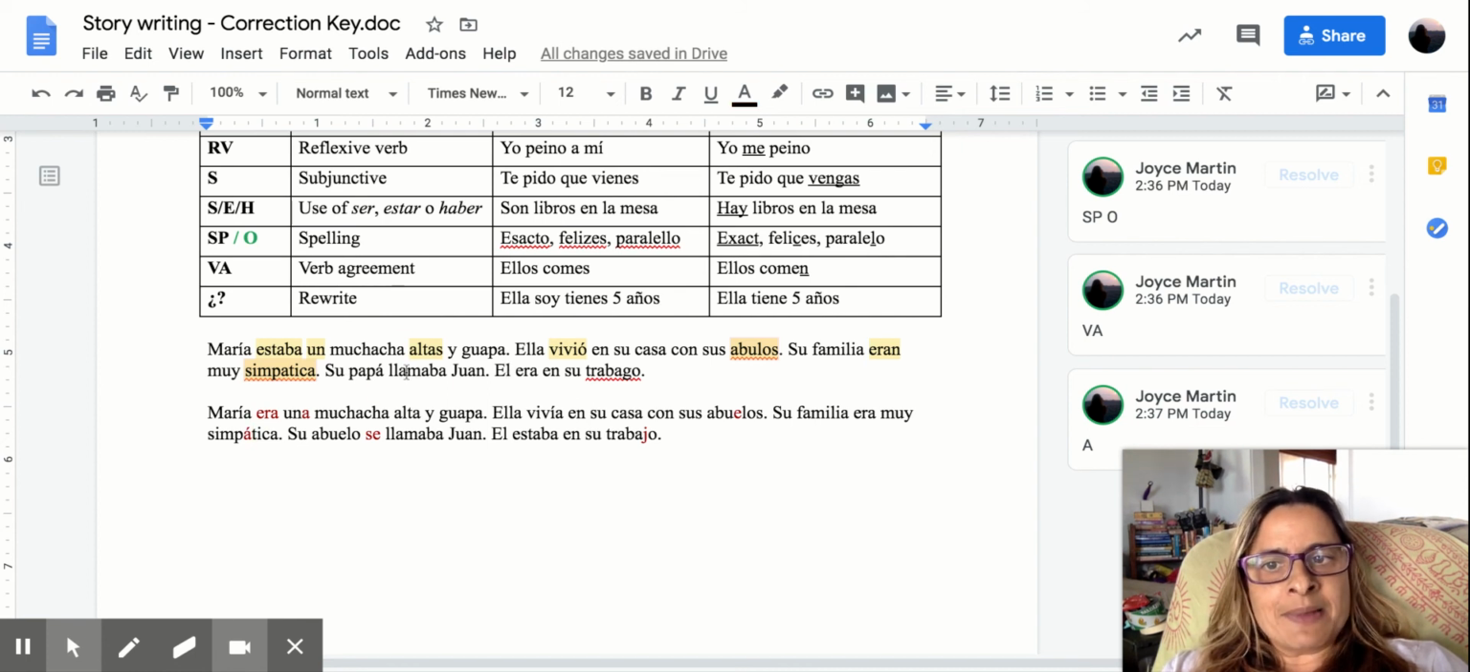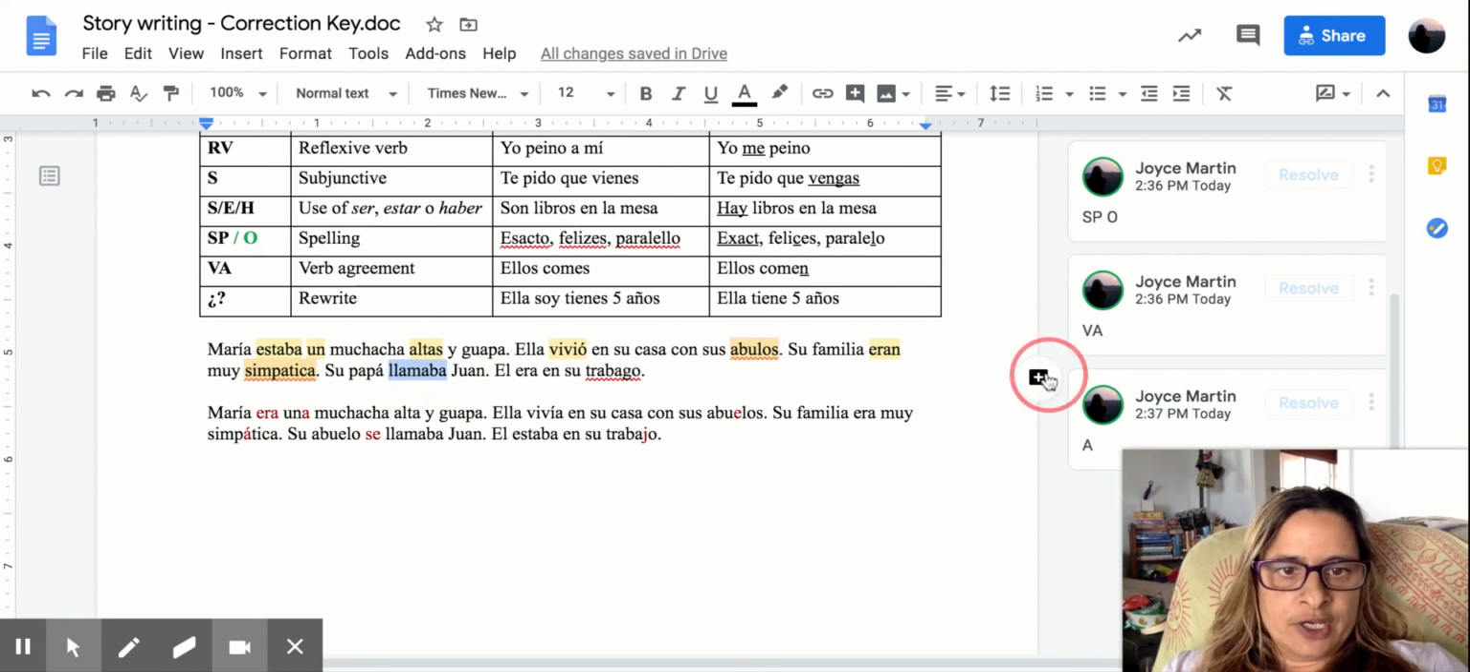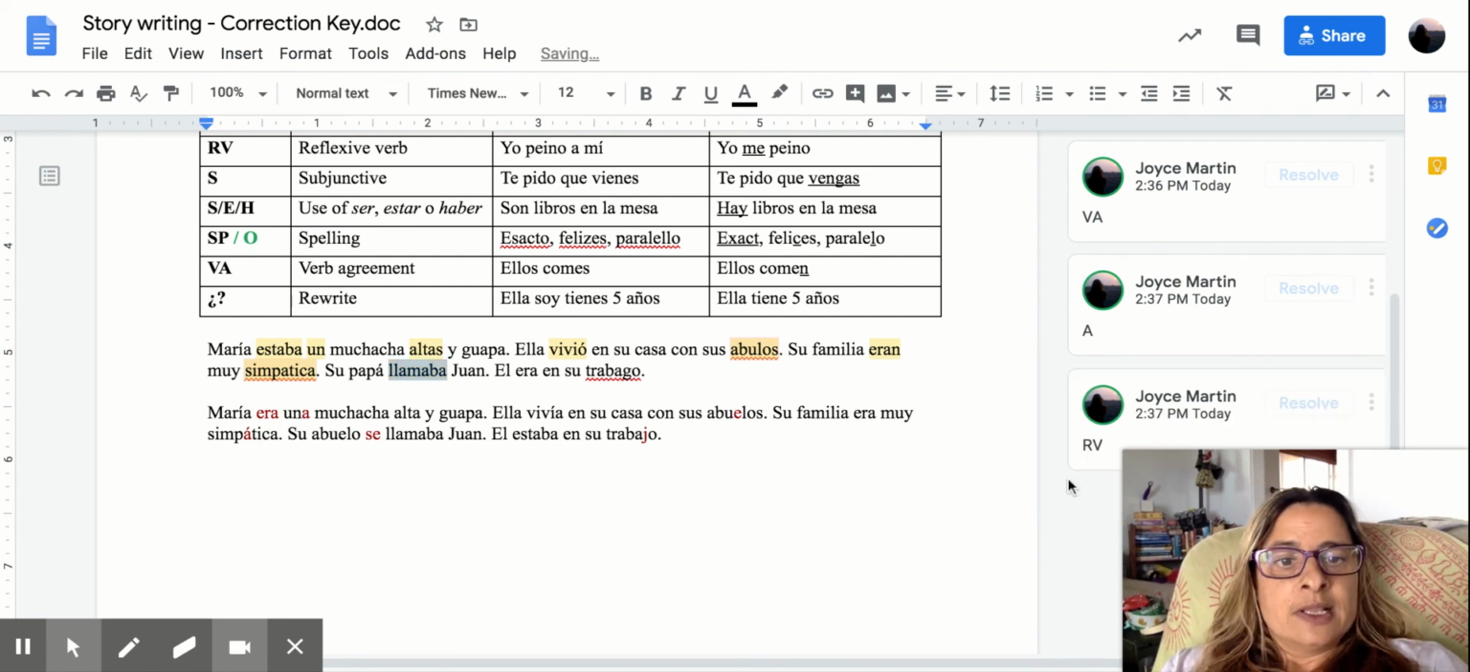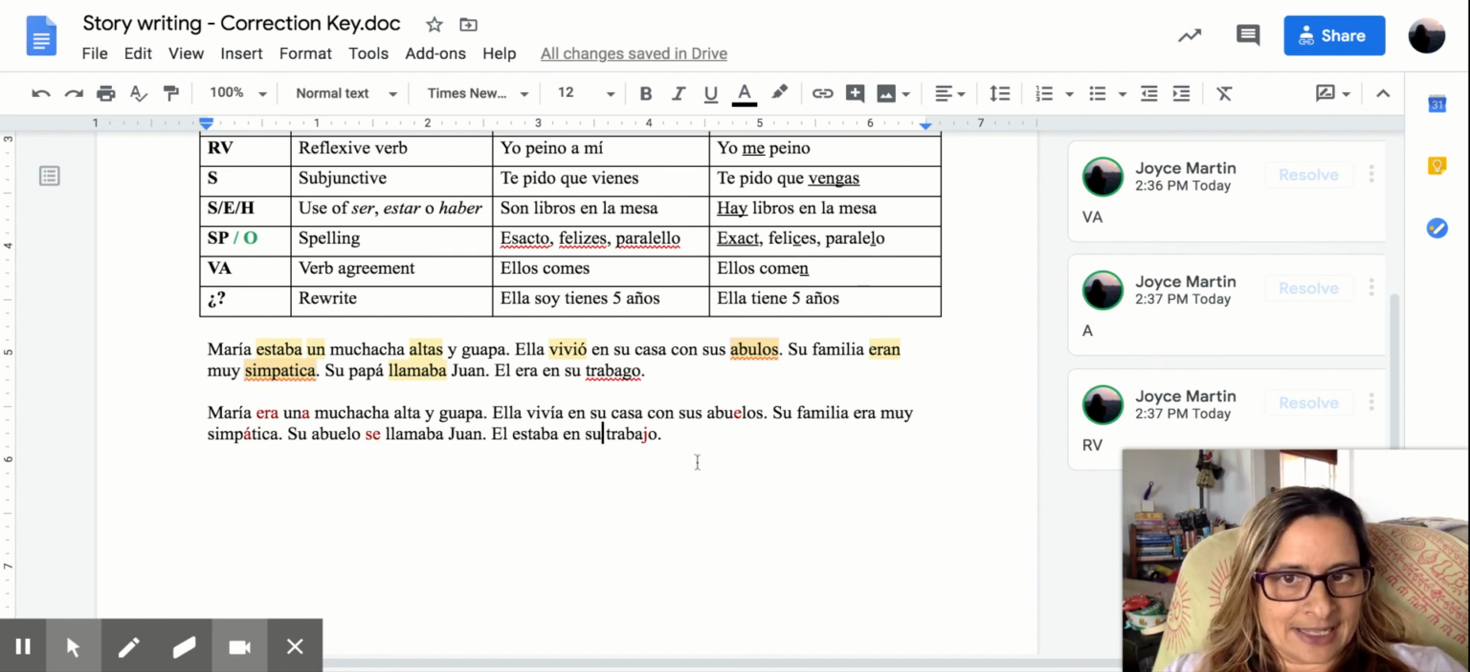Uh-oh, llamaba is a reflexive verb. You guys are missing your pronoun. So I would highlight llamaba. I would come over here, and I would put RV for reflexive verb. Now, in this case, it's a reflexive verb that needs the pronoun. So you added the se, but it's also entirely possible that you would put a pronoun that you wouldn't need because it's not reflexive, in which case I would use the same code, and you would know that you would need to take away the pronoun instead of adding it.